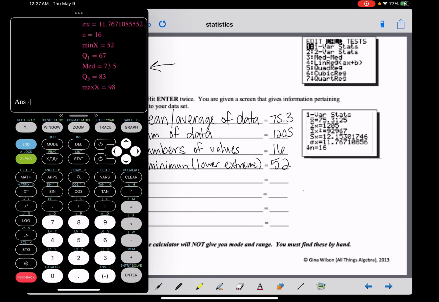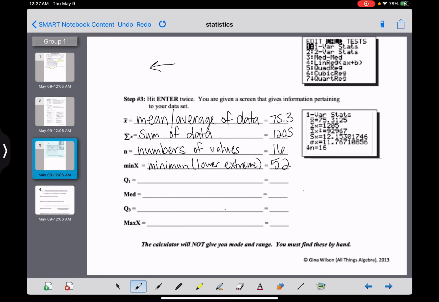And then you can see I have Q1, median, Q3, max. So Q1 is that first quartile, that lower quartile. Median, obviously, is your median. Q3 is your upper quartile. And max X is your maximum, or that extreme. So Q1, we said, is the first quartile, the lower one. According to my calculator, it was 67. Med is median, and that is technically Q2 if they ask you for that. It's 73.5.